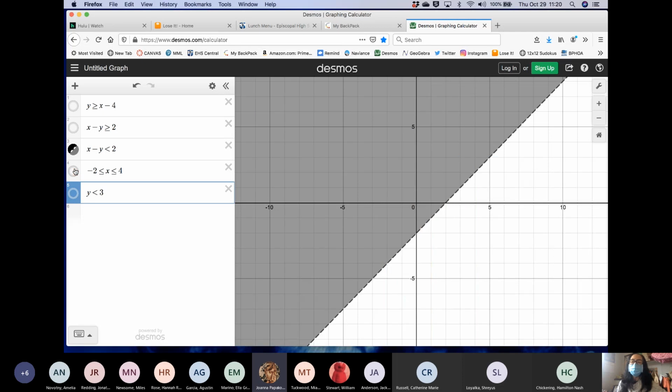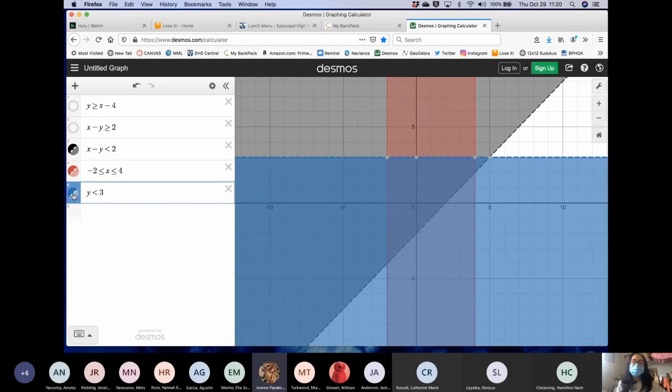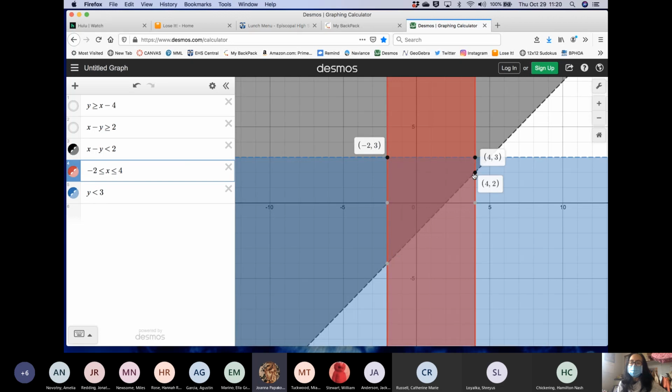Okay, in the next example, we had 3 inequalities. So if I look at these, the first one is this dotted boundary line shading up and to the left. This one was a nice vertical bar, all x's between -2 and 4. And then this one was a horizontal line, dotted boundary line at 3 shading below. So what is our feasible region, our region of our solution set? What shape is that?